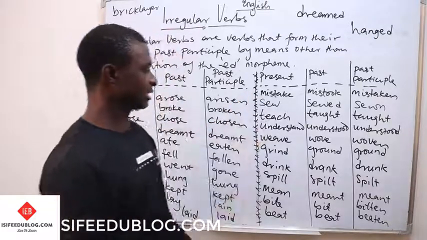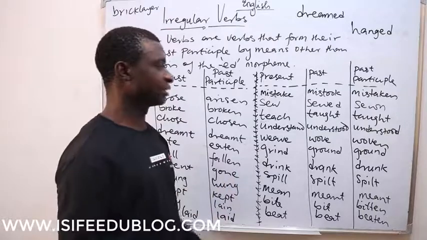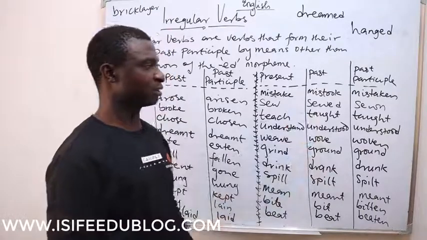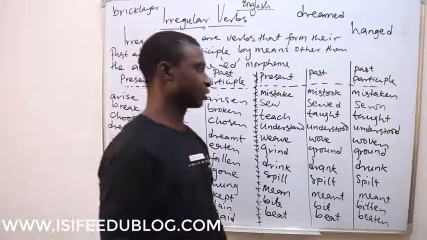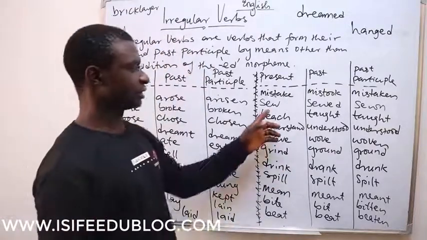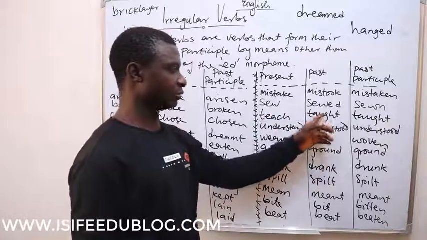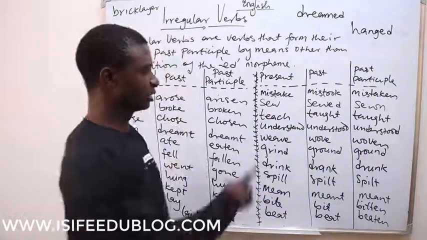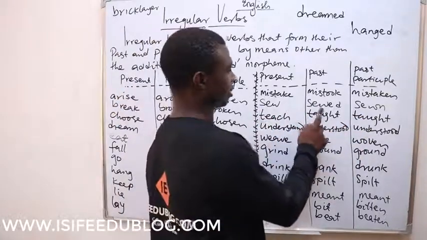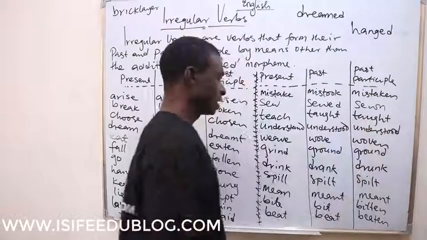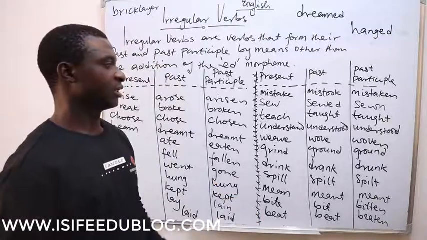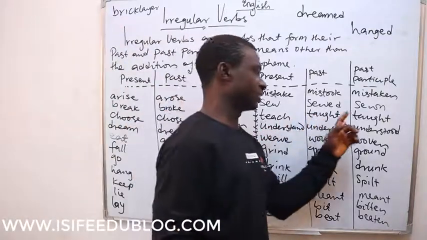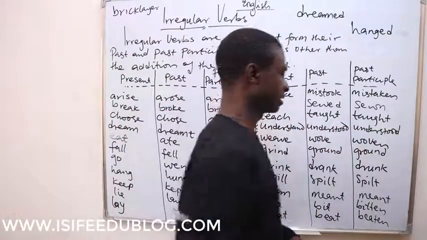Here is another one. Mistake, mistook, mistaken. Sow, sowed, sown. I have told you to sew this cloth. Now, yes, I have sewn it.